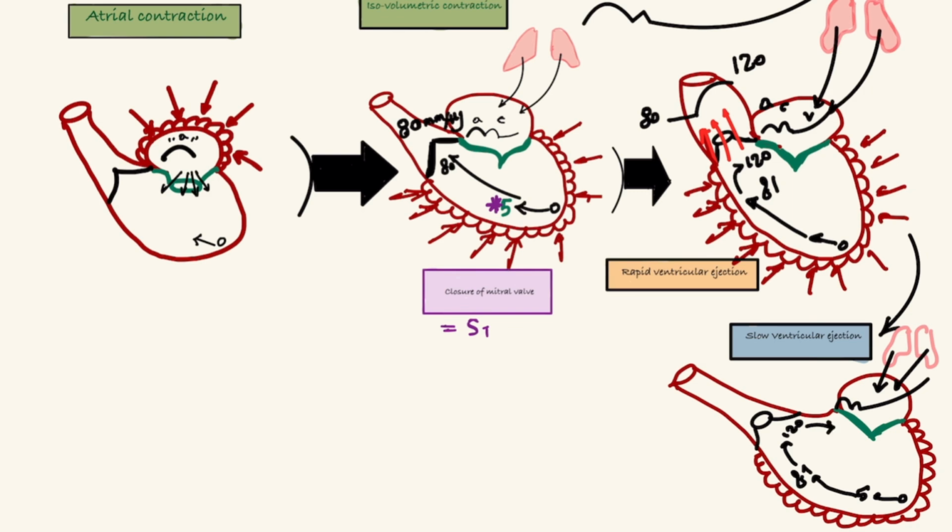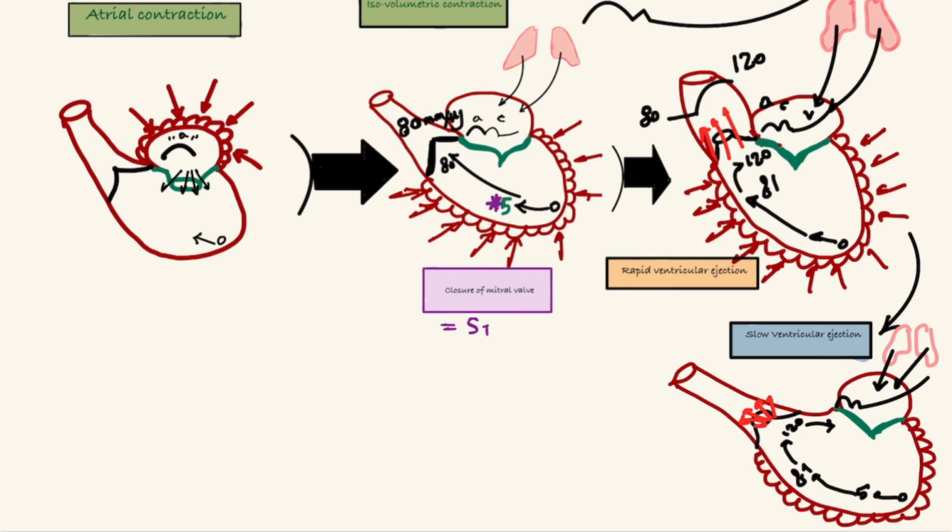Ventricular pressure begins to fall, and while the aortic valve remains open, the ejection rate decreases. The pressure in the ventricle and aorta starts to drop, and the elastic walls of the aorta help push blood into the peripheral arteries, allowing for continued, though slower, ejection.